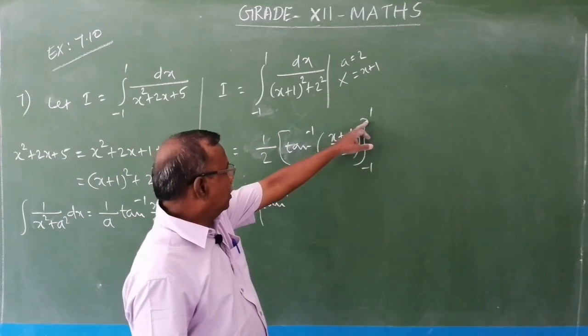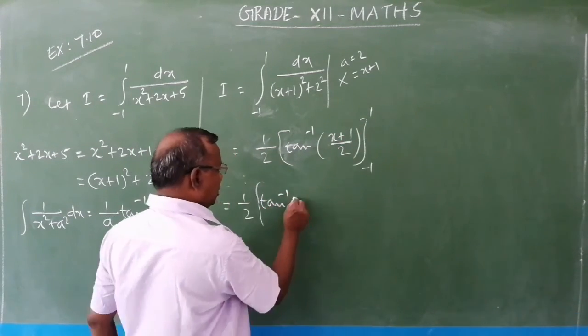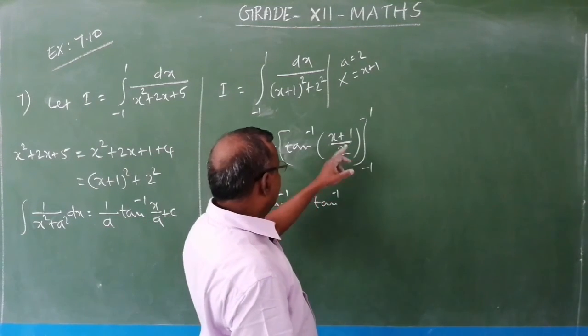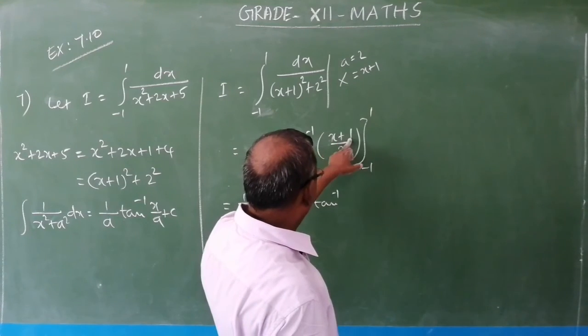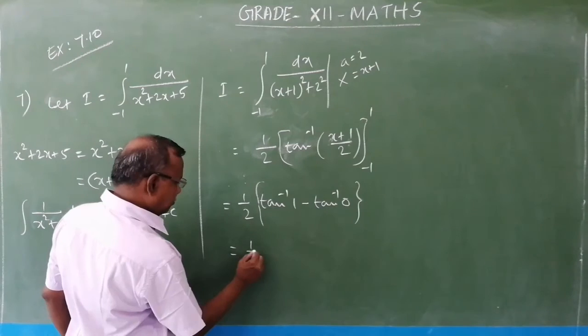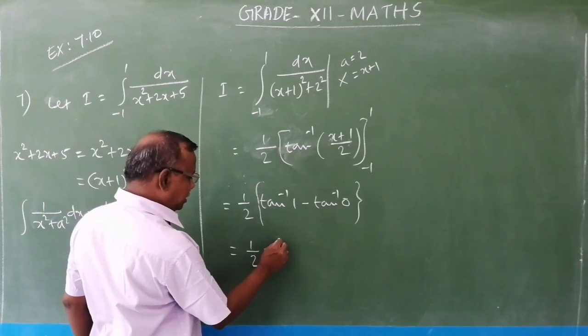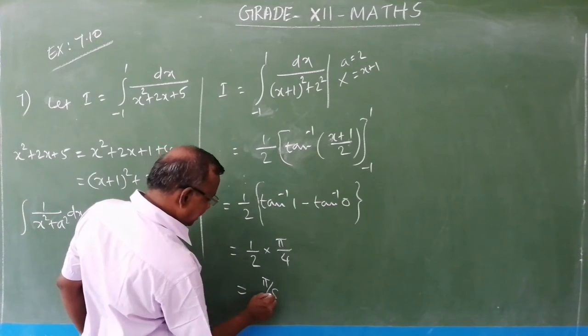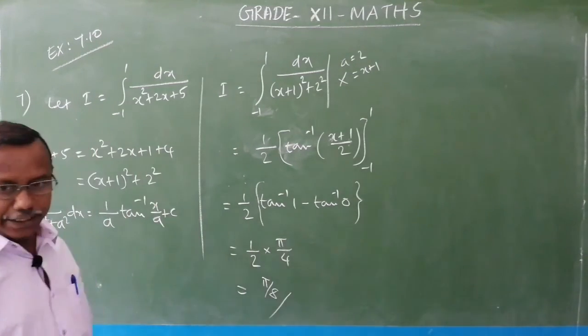If it is 1, then 1 plus 1 is 2, by 2, into 1 minus tan inverse of minus 1, that is minus 1 plus 1, which is 0, and 0 by anything is 0. So this is equal to 1 by 2 into tan inverse of 1, which means pi by 4. So that is equal to pi by 8. The answer is pi by 8.